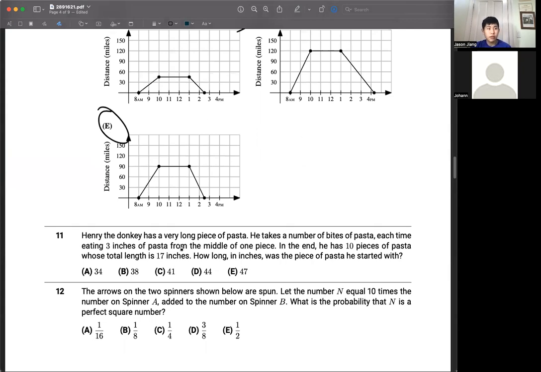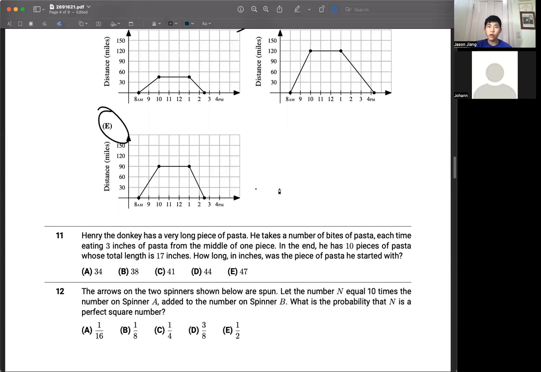Problem 11. Henry the donkey has a very long piece of pasta. He takes a number of bites of pasta, each time eating 3 inches of pasta from the middle of one piece. In the end, he has 10 pieces, whose total length is 17. How long was the piece of pasta he started with?